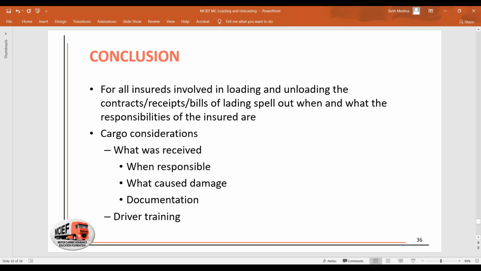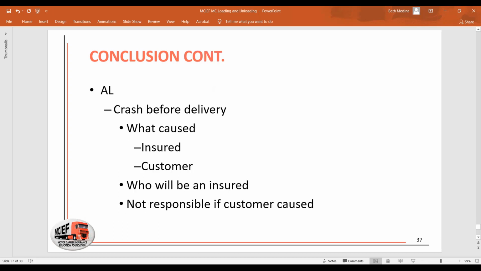For all insureds involved in loading and unloading, the contract, the receipt, the bill of lading spells out when and what the responsibility of the insureds are. Consideration: what was received, when you became responsible for it, what caused damage, and then how you document those things. That will be involved in driver training. For auto liability, crash before delivery. What caused the crash? The insured or customer? That will determine all liability and who qualifies as an insured. Who will be an insured? If it's not the insured's responsibility, and the customer caused it, then we will not pay for that.